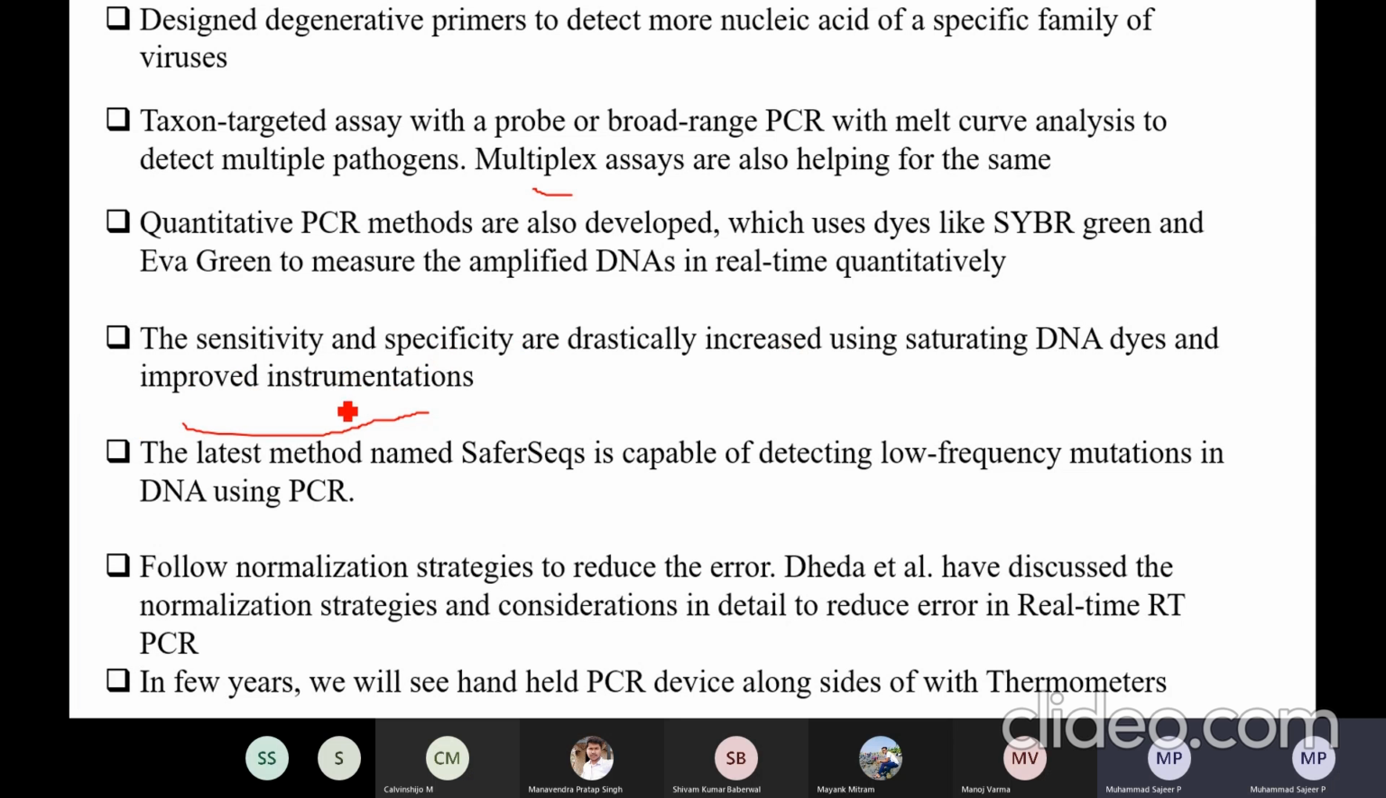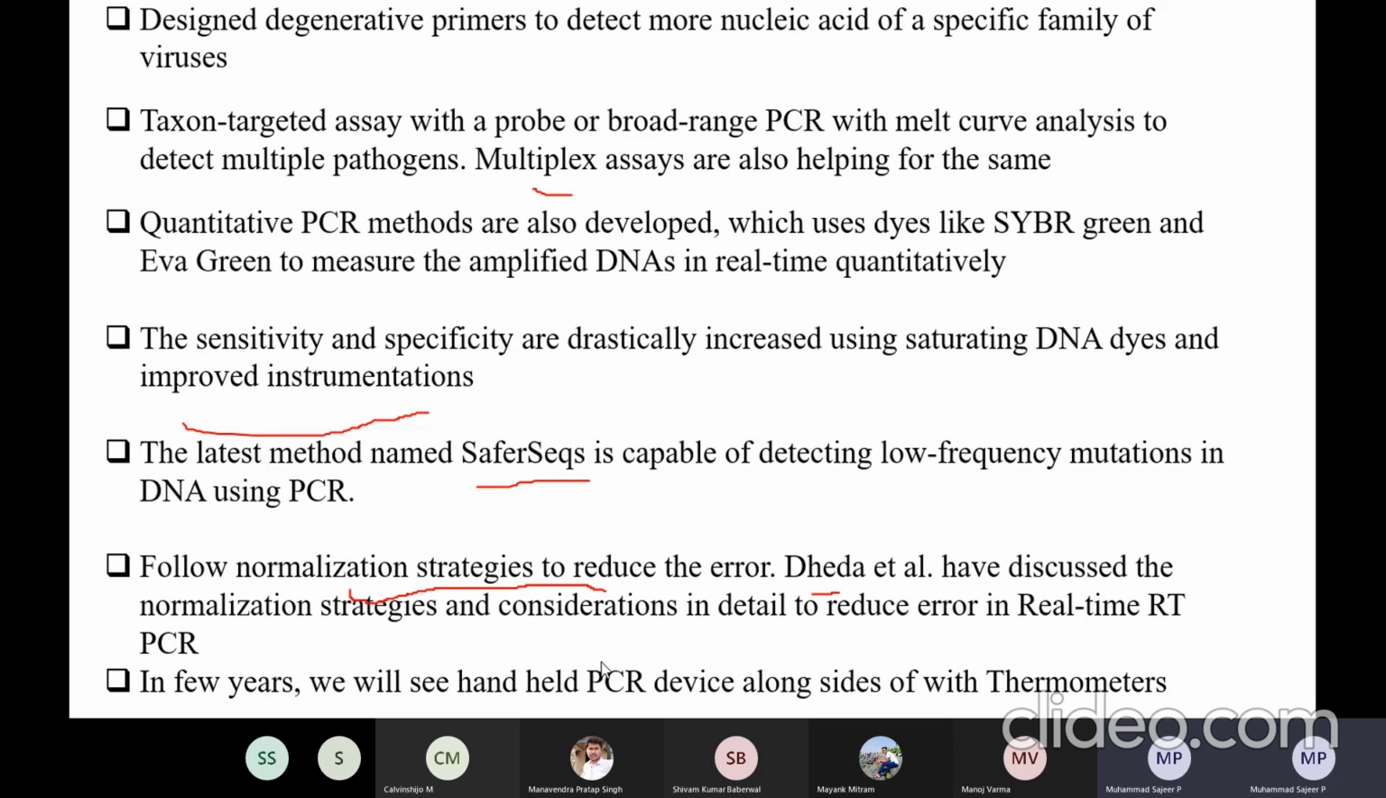And there are also some methods, like SaferSeq, which was recently published in Nature, I think maybe in June, which is able to detect low frequency mutation DNA using PCR. And since it's a multi-stage process, there is a lot of possibility of error, so there are some normalization strategies mentioned by these scientists to reduce the error in real-time PCR. So in the future, in a few years, we will see handheld PCR devices or POC devices which stand alongside the thermometer, as I mentioned. That's the future we want to see.